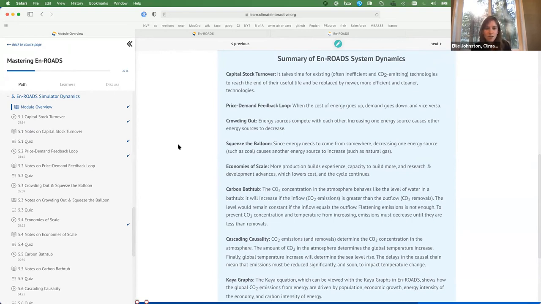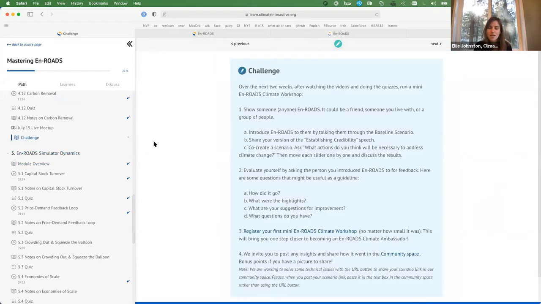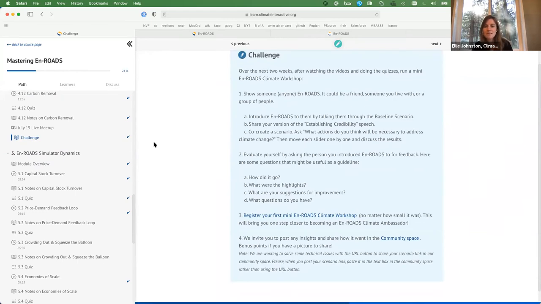The other component is a challenge I mentioned last week, and it's the same as last week. Find somebody, anyone, maybe somebody you live with, a family member, a friend, or a colleague, and sit down and show them En-ROADS. Practice walking through the different ways you might set up an experience with them. This is a way to practice and share it, and then ask them how it went. I saw over in the community space that some people have already started to do that. That's so awesome to see, and they have been sharing their experiences. So look for the challenge and take part in it.